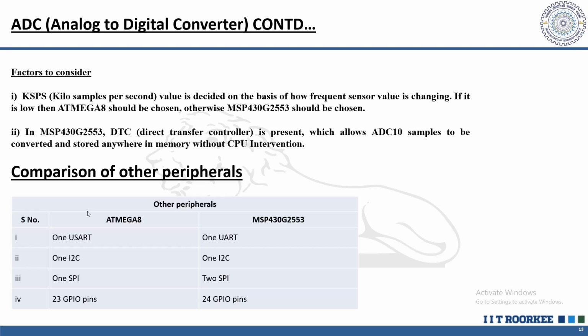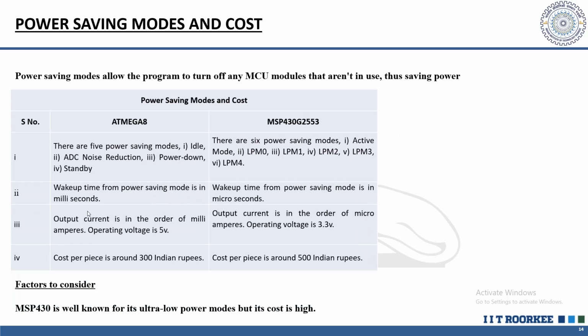Now, comparison of other peripherals. So one USART is present in both. There is only one I2C. Now SPI, if we compare SPI, then ATmega has only one SPI module, but MSP430 has two SPI, and ATmega has 23 GPIOs, but MSP430 has 24 GPIOs.